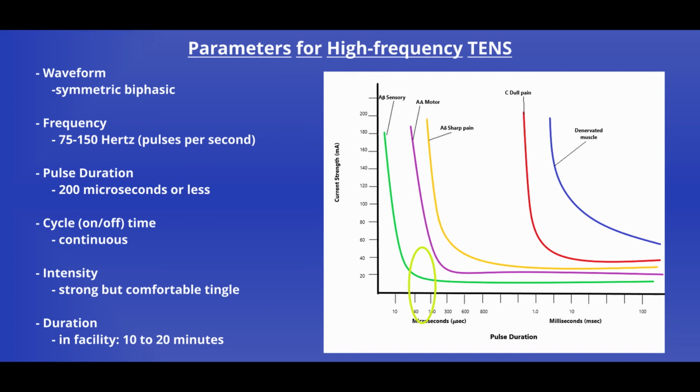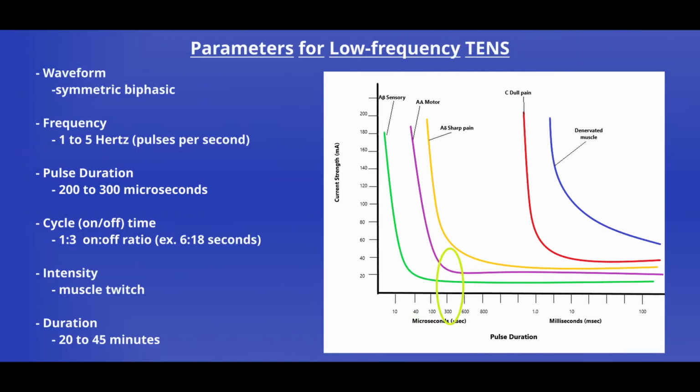Frequency should range between 75 and 150 Hz. The optimal range for pulse duration is between 80 and 100 microseconds. As you can see on the chart, this gives us the highest probability of stimulating our sensory fibers without getting a motor response. The intensity should be turned up so that the patient feels a strong but comfortable tingle, and the E-stim should run continuously. If the patient's receiving E-stim in the facility, typical treatment times run from 10 to 20 minutes.